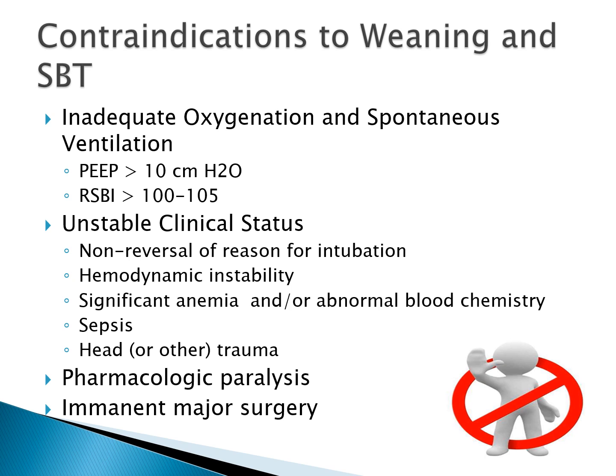So inadequate oxygenation, spontaneous ventilation. So patients who have PEEP north of 10. Realistically, the PEEP during a spontaneous breathing trial, especially just prior to extubation, it really should be 5 to 8. You really shouldn't be extubating patients from 10 of PEEP or more, certainly more than 10 of PEEP. If the RSBI is north of about 100 to 105, if they have unstable clinical status, so non-reversal of the reason for intubation. So they were intubated for airway protection, they still can't protect their airway, they shouldn't be extubated.